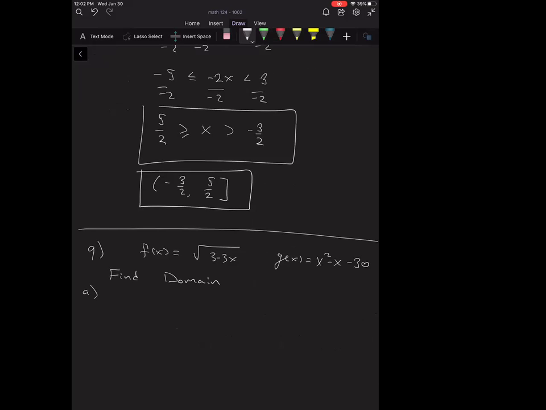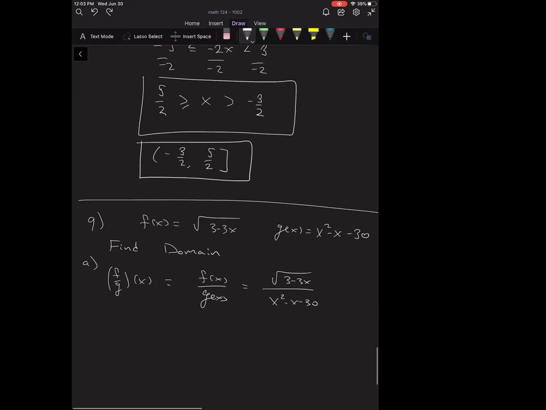So for the first one we're doing f divided by g of x, which just means f of x divided by g of x. So f of x is the square root of 3 minus 3x, and g of x is x squared minus x minus 30. So we need to find the domain of this. So we have both square roots and fractions. Because of the square root, the inside of our square root, which is 3 minus 3x, needs to be bigger than or equal to 0. And because we have a fraction, the bottom of our fraction is x squared minus x minus 30. We need to have that not be 0.